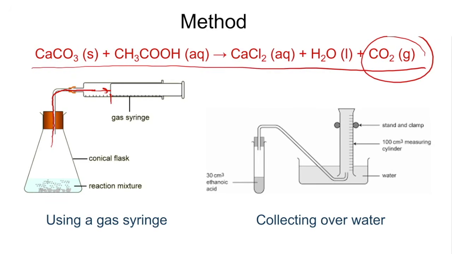Alternatively, we can collect the gas over water so that it passes through the test tube, through the delivery tube, up into the measuring cylinder. It displaces the water, and again, wherever our final measurement of our water gets to, that is the gas volume that we have used.